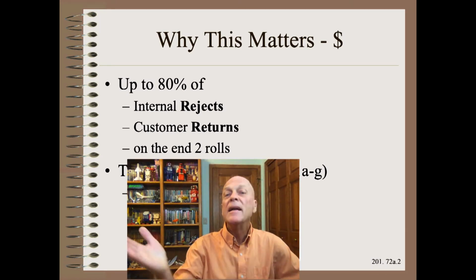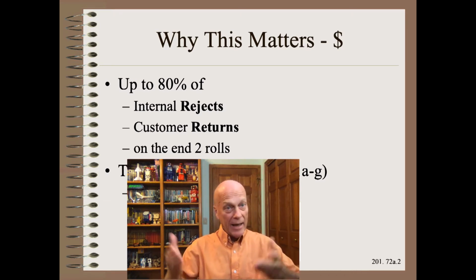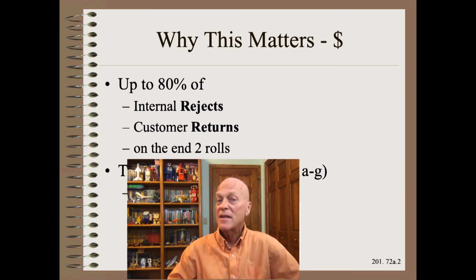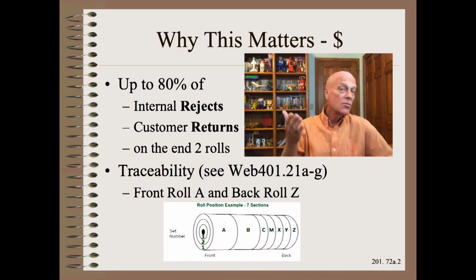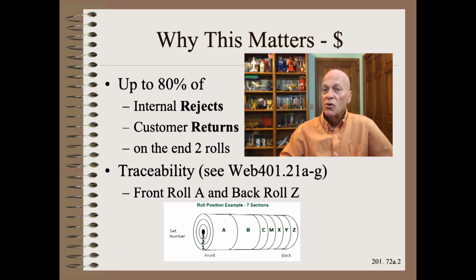Studies across many industries have indicated that up to 80% of internal rejects and customer returns come from the two end rolls. That is one of the many reasons that the paper industry and a few others have introduced traceability into their roll ID numbers. In this system, the front and the back roll cut from a parent roll are designated A and Z respectively. You can learn much more about traceability in my Web 401.21a through G series.